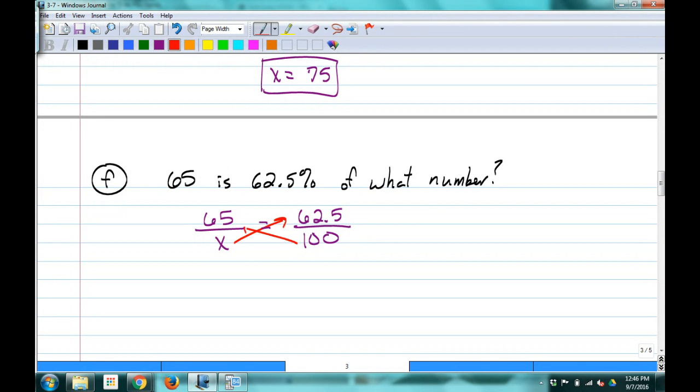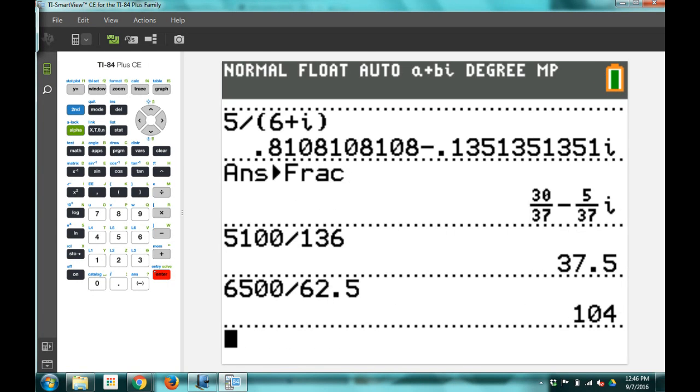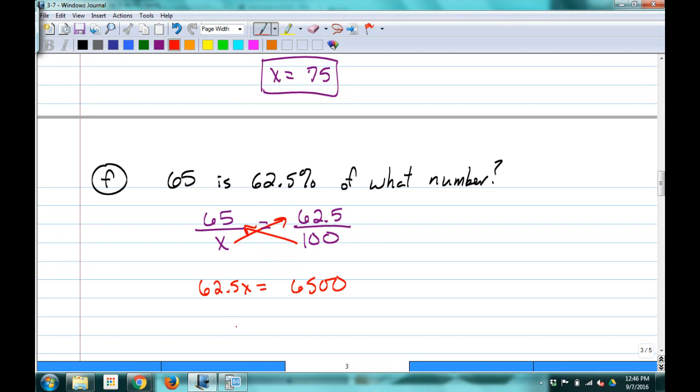Cross multiply. 6,500 divided by 62.5. 104. Nice. My work there, show that. That's what I did to get there. Divided by 62.5. Okay, so even when they rearrange the problem, we're still looking for is and of, and the percent is always going to go over 100. Always.